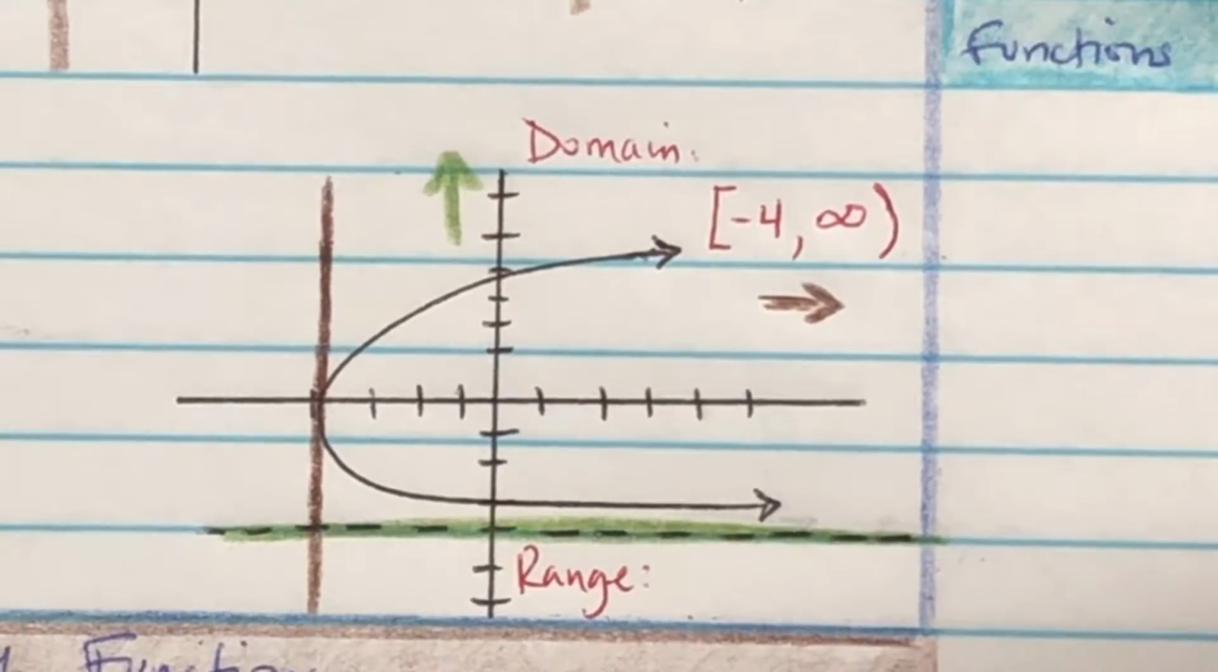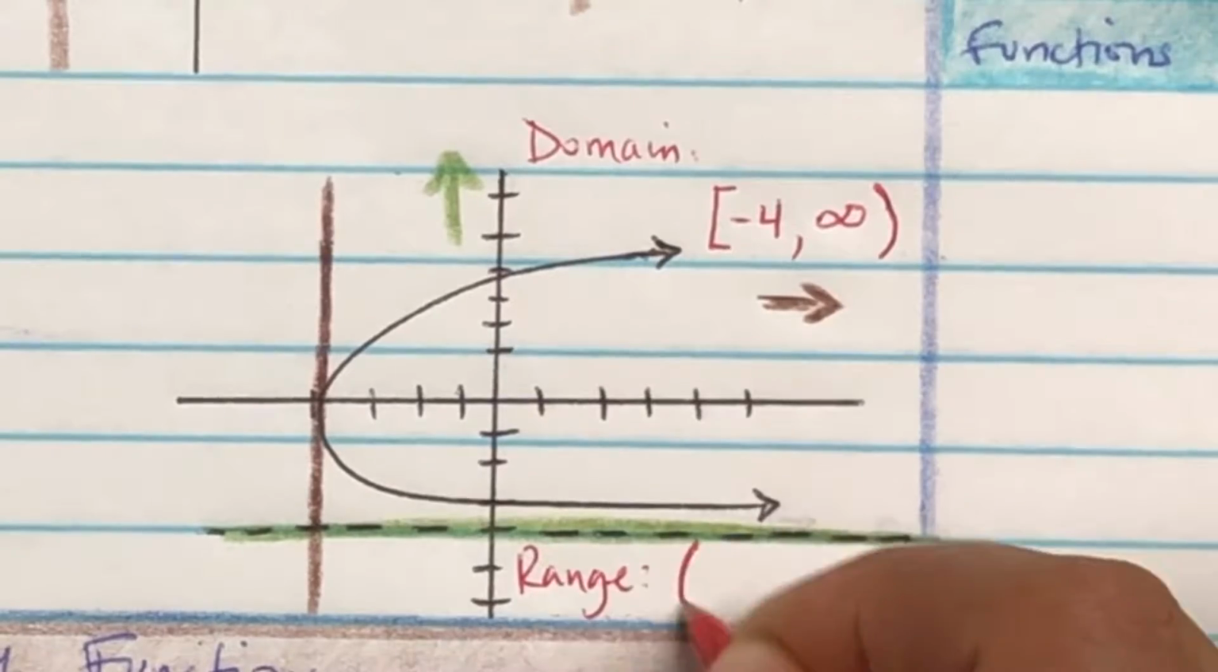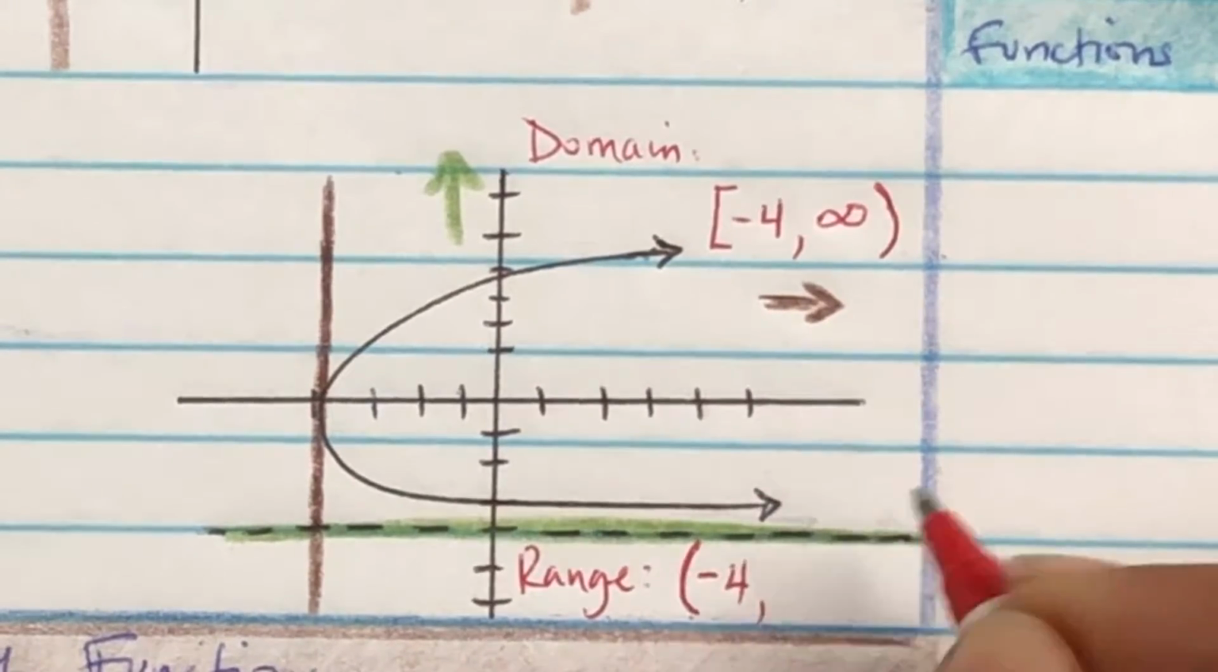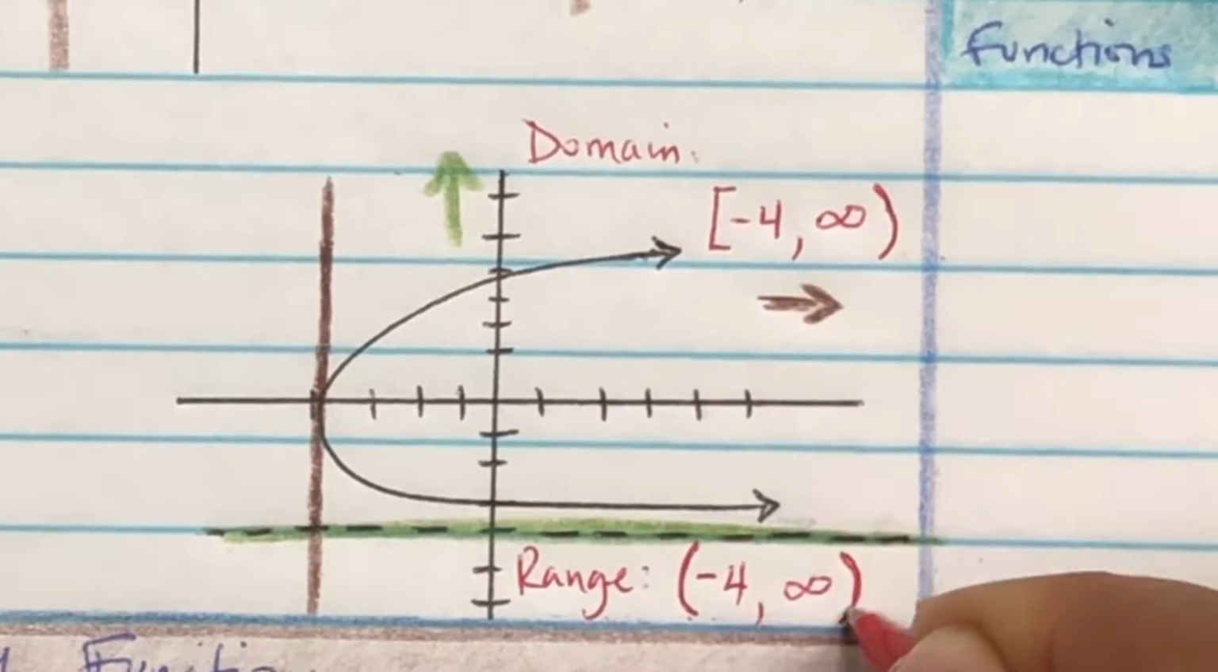So the asymptote is at -4. It doesn't include it, so open bracket, because that line never really touches it. And then it goes up forever to infinity, which is not included.